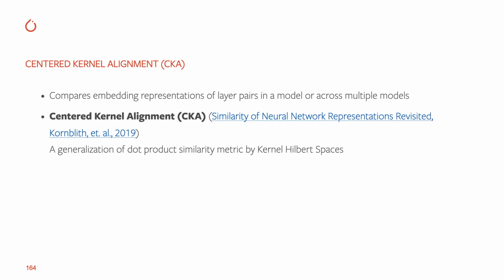Now let's discuss the last approach on model comparison, centered kernel alignment. In contrast to previous approaches, centered kernel alignment, CKA, doesn't rely on the similarity between the CCA directions. It is based on the generalization of the dot product similarity metric by kernel Hilbert spaces. In contrast to CCA-based methods, CKA returns a meaningful similarity score for representations with higher dimensions compared to the number of data points.